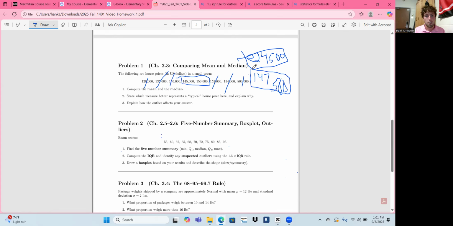So there's the median. The second question asks us to state which measure best represents the typical house price here and explain why. The best measure would be the median, because the median is less resistant to outliers. If we look at this set of data, most of our data is concentrated between 120,000 and 154,000. However, there's an outlier of 800,000, and that outlier makes the mean go up. So the median would be better because it's more in the center of this set of data than the mean is. 224,000 is somewhere in here, but that's not where most of our data is. Most of our data is somewhere right in here.